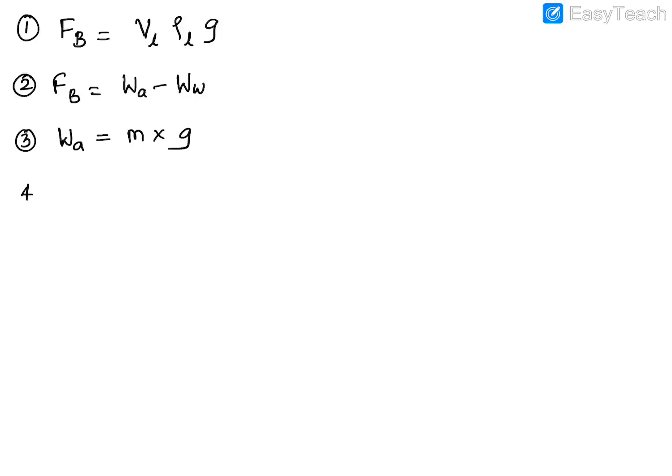Number 4, if you want to convert gram per centimeter cube into kg per meter cube, how do you convert? Multiply by 1000. If you want to convert the other way around, then divide by 1000. Okay, so this is the conversion. There are some more formulas, and as we keep on solving the problems further, I'll keep on adding the formulas.